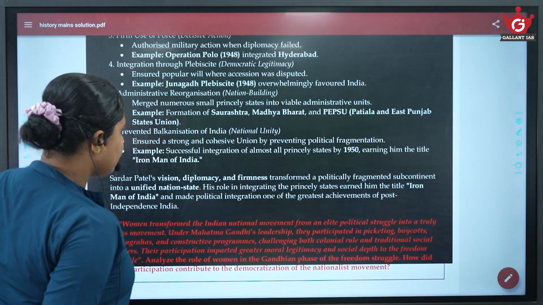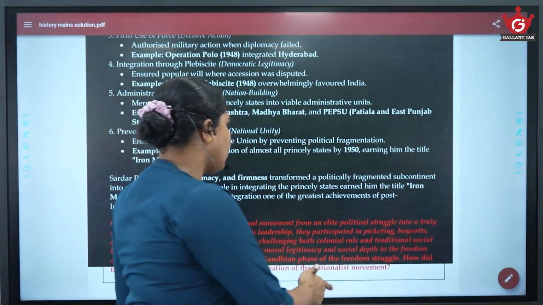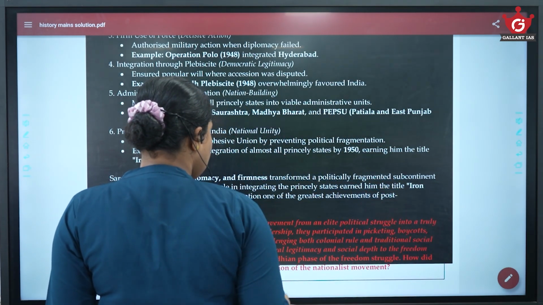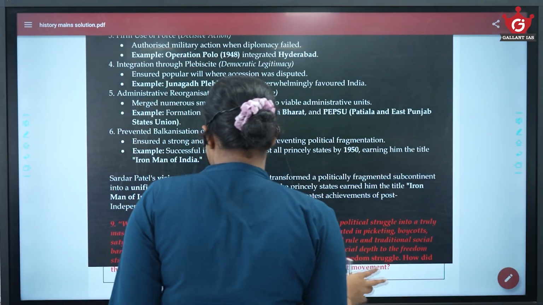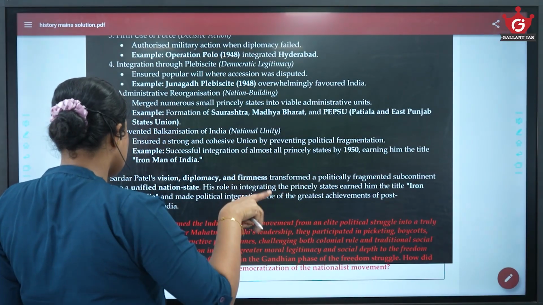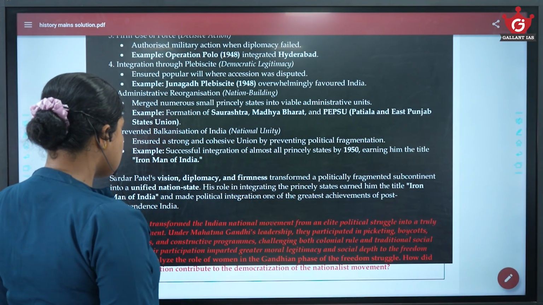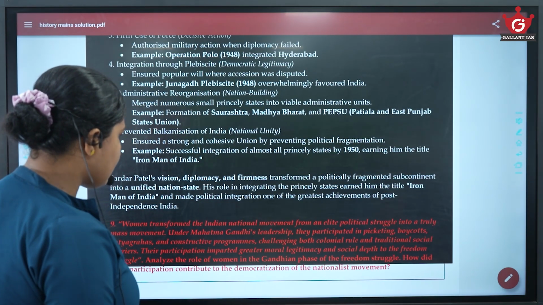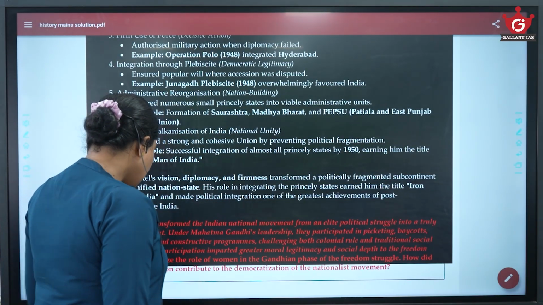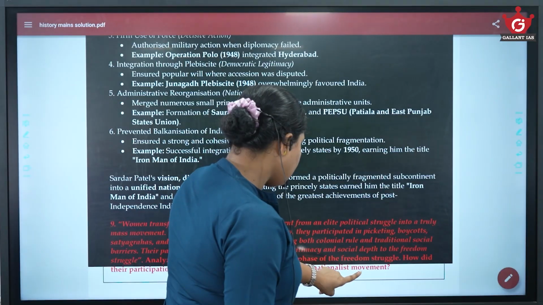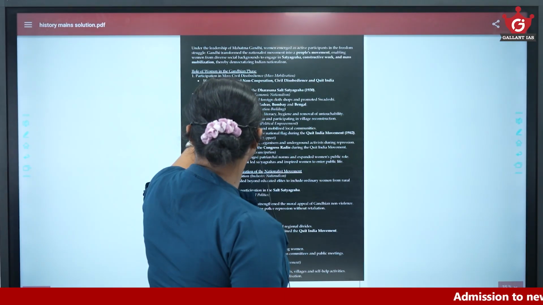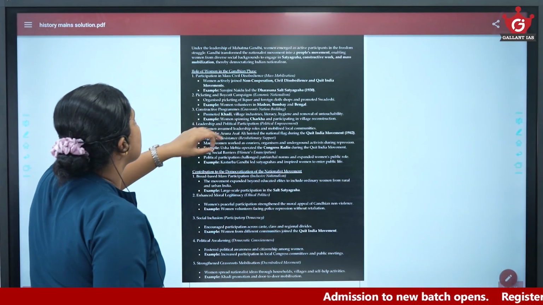Women transformed the Indian national movement from an elite political struggle into a truly mass movement. Under Mahatma Gandhi's leadership, they participated in picketing, boycotts, satyagrahas, and constructive programs, challenging both colonial rule and traditional social barriers. Their participation imparted greater moral legitimacy and social depth to the freedom struggle. So here comes a question. Analyze the role of women in the Gandhian phase of the freedom struggle, and how it contributed to the nationalist movement.